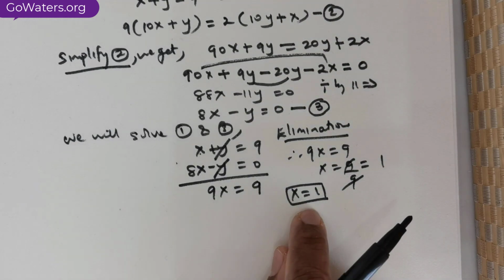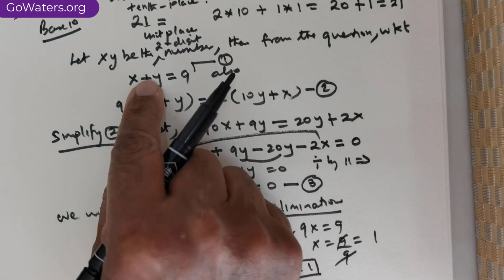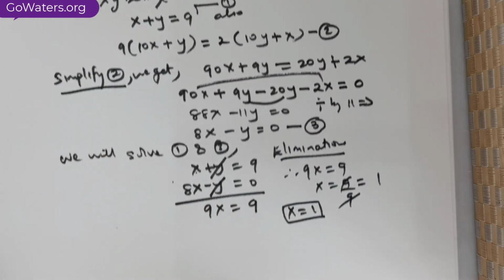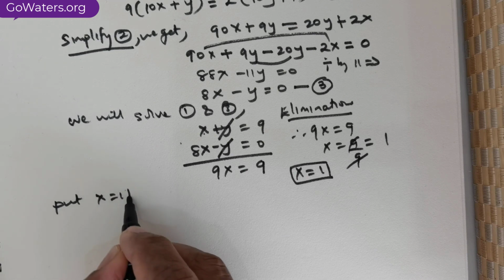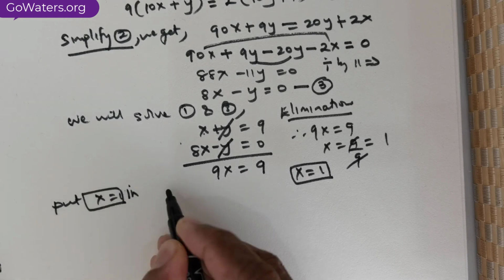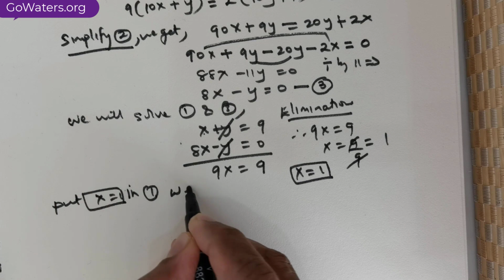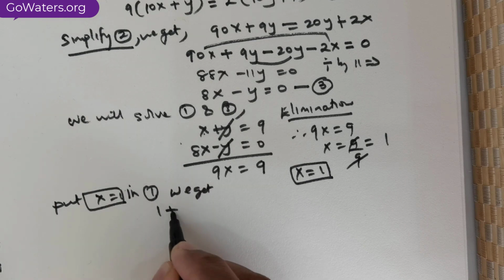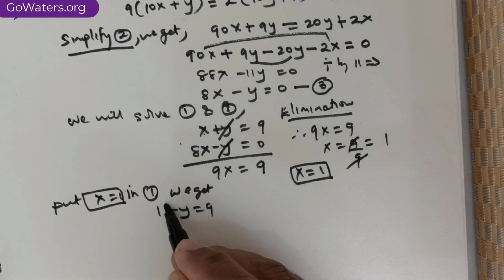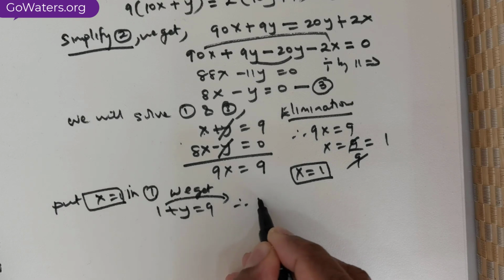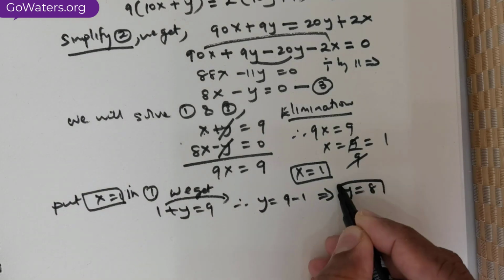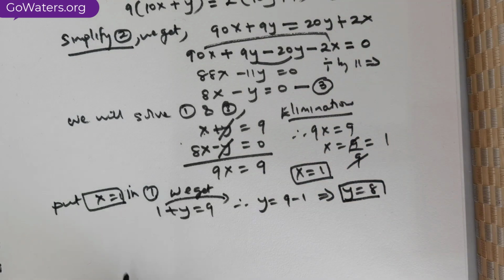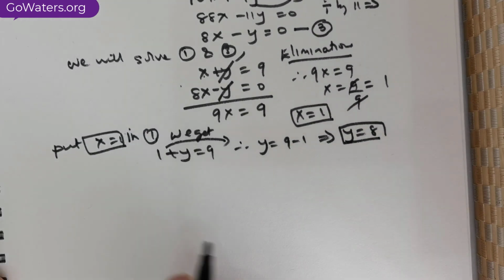Now take this x is equal to 1 and substitute it in equation 1. I'll write that down. Put x is equal to 1 in 1, we get... So what do you get? 1 positive y is equal to 9. You move this to the other side, therefore y is equal to 9 minus 1, which means y is equal to 8.